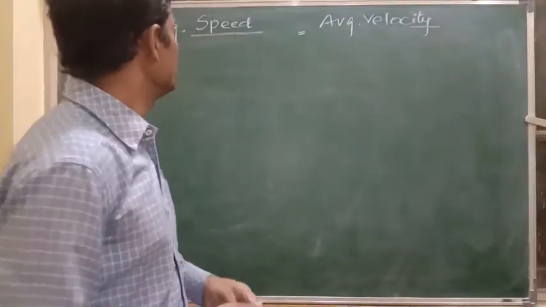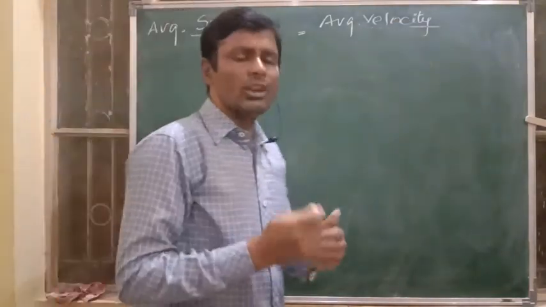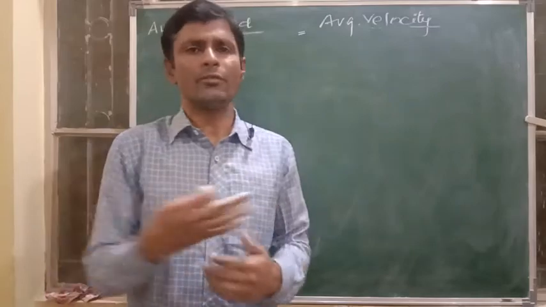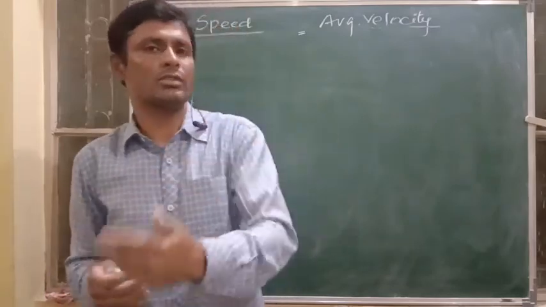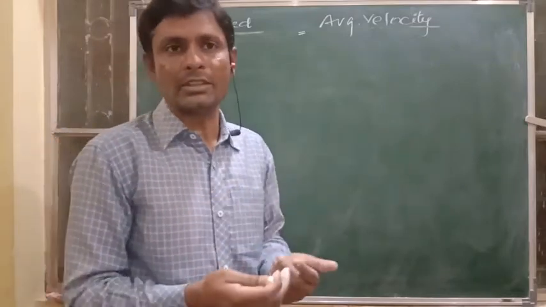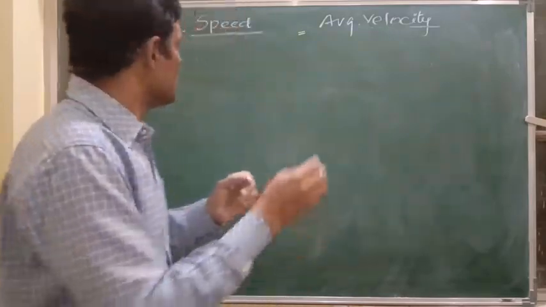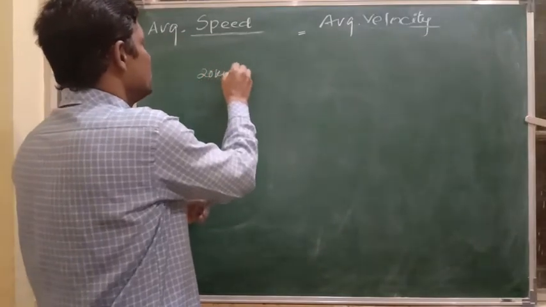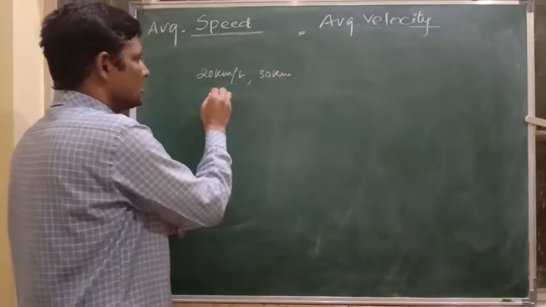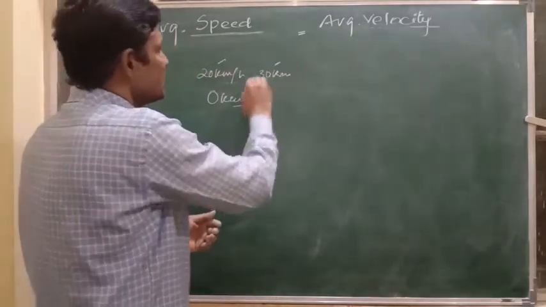Next, we are going to discuss average speed and average velocity. What are they? For convenience, when you come from your home to your school, you take a different path to reach your school, but at different points you had different speeds. You are covering different distances at different instants. Somewhere you were at 20 km per hour, somewhere 30 km per hour, somewhere 0 km per hour. So at different instants you had different values. These are instantaneous velocities.